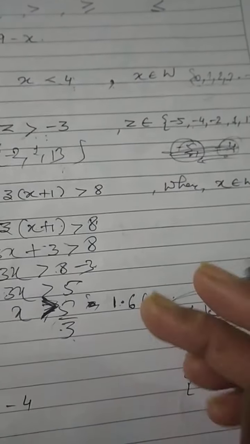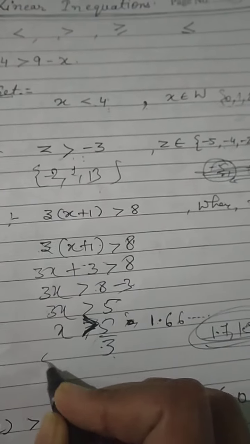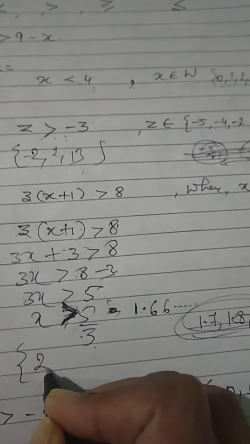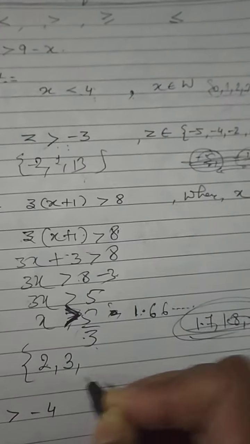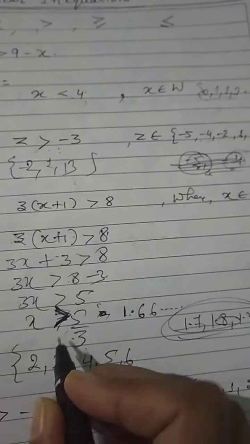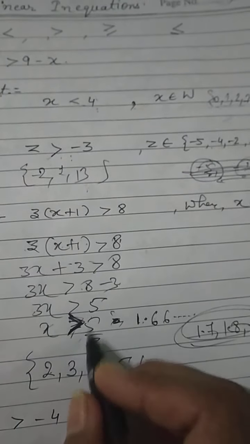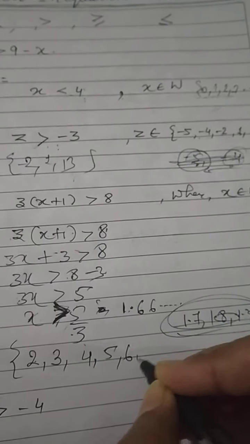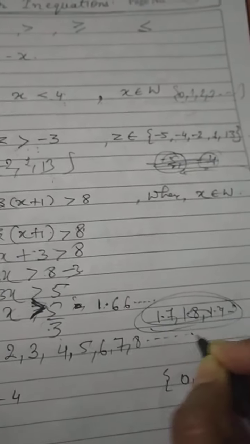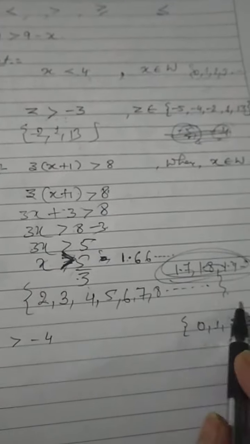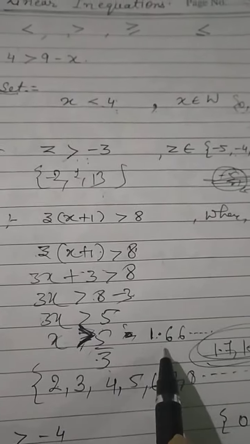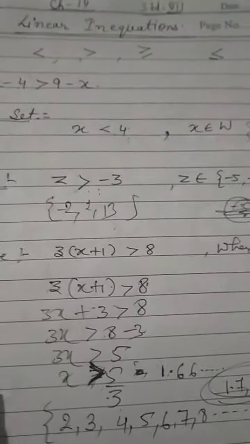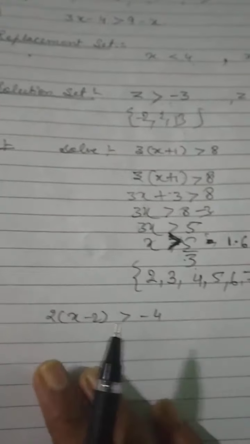So greater than 1.6, the next whole number will be 2 only. 2 is greater than 1.6 definitely. 3 also, 4 also, 5, 6, because it is written only that x is greater than 5 by 3. Greater means it can keep getting greater and go up to infinity. So its solution is infinite, but it starts from 2 because it is greater than this. Understood?